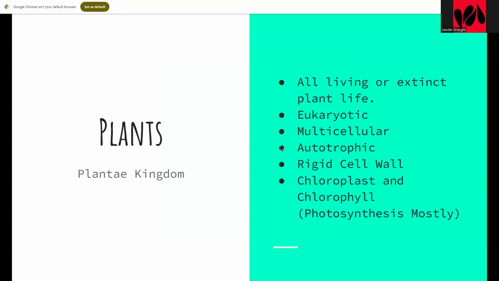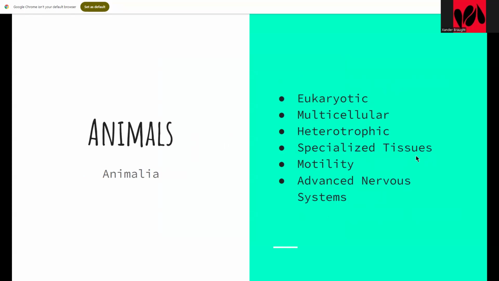Here's the plant kingdom. All living or extinct plant life, eukaryotic, which I described in an earlier video, multicellular, autotrophic, rigid cell wall, chloroplast, and chlorophyll. Those just simply mean it has photosynthesis, or at least most of the time it has photosynthesis.